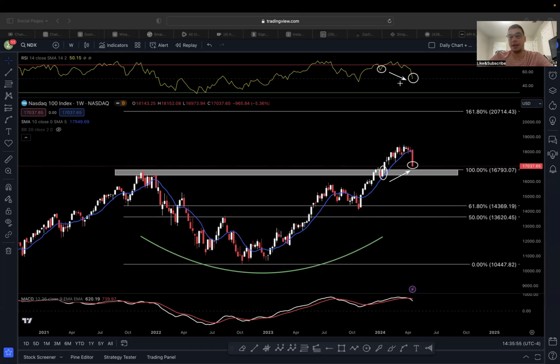Now, oftentimes these hidden divergences just show you the primary trend or change in trend. And we can see that the change in trend and momentum is down. But oftentimes these can be bounce signals, right? When you're making lower lows on the RSI, but price action is making higher lows, they often call that a hidden bullish divergence, and it may result in something like this happening, right?